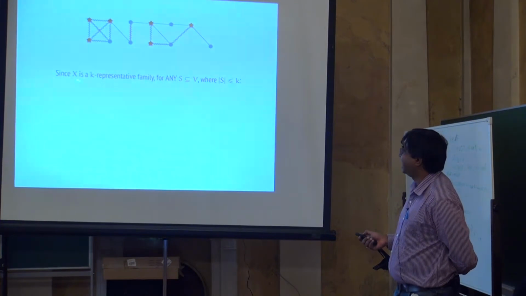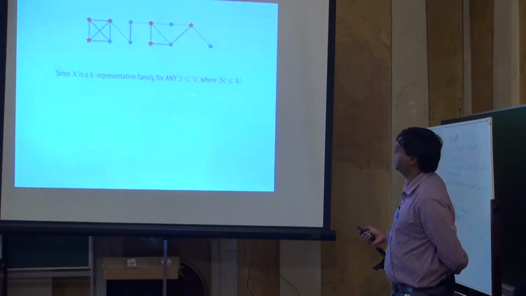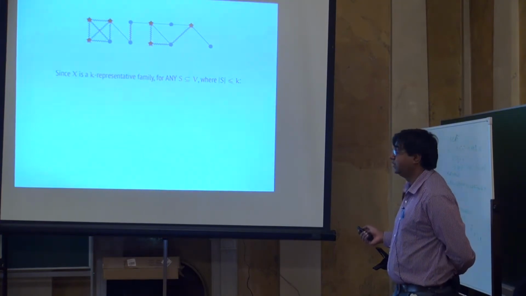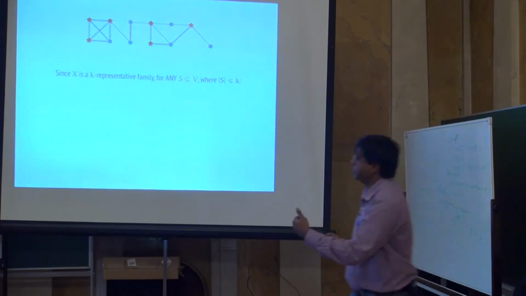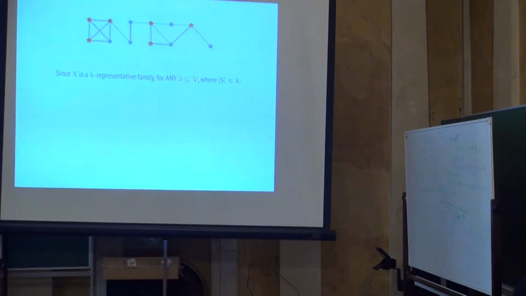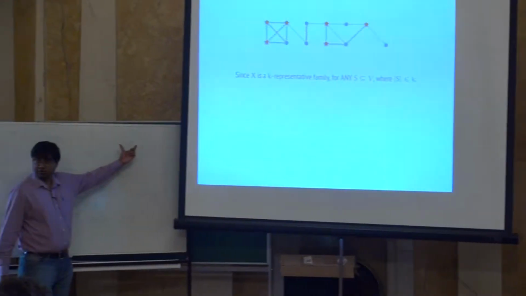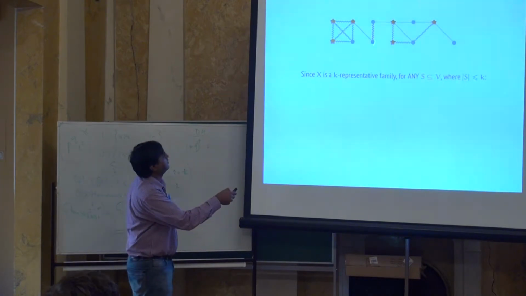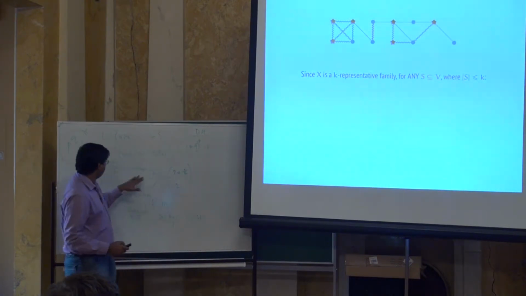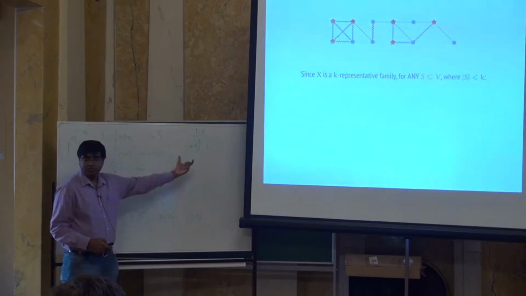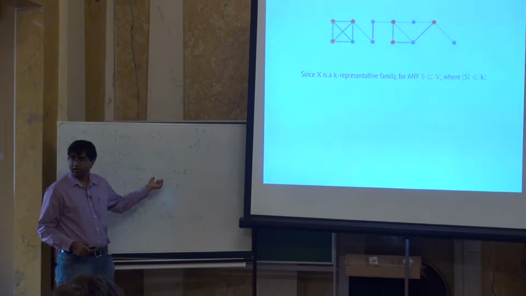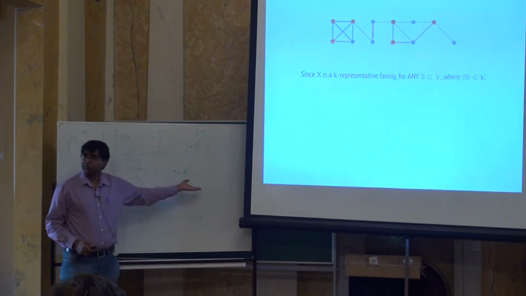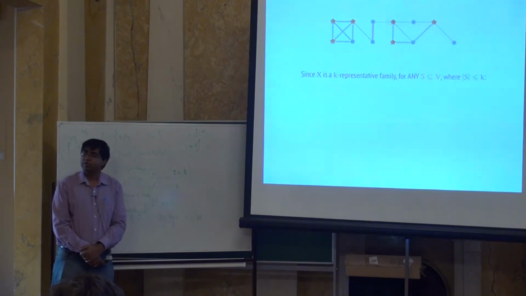Since x is a k-representative family, for any S subset of V where the size of S is at most k, what does it mean? Look at your family F. Look at your solution. This red edge is disjoint from your solution. It means that in F, for your solution, there is some edge which is disjoint. Then there is some edge in F hat that is also disjoint from your solution. Then why is it a vertex cover of F hat?